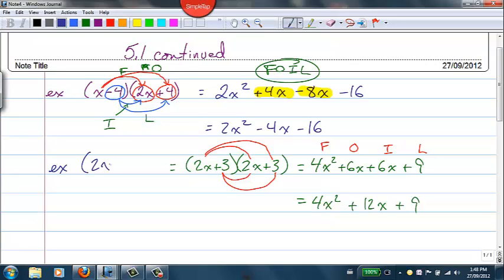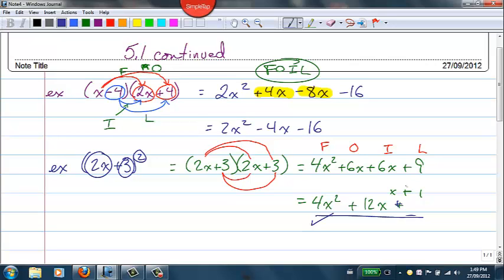But 2x plus 3 squared is the same as 2x plus 3 times itself, times 2x plus 3. It ends up being 4x squared plus 6x plus 6x plus 9, which ends up being 4x squared plus 12x plus 9. Now the way that happens, I tried to explain the shortcut.